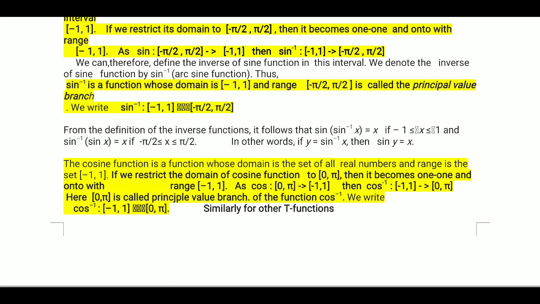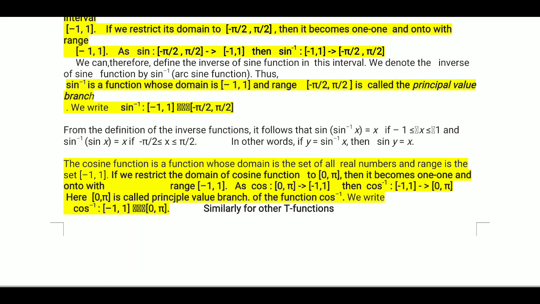The cos inverse function is such that, thus we write, now here closed interval 0 to pi is called the principal value branch of the function cos inverse, and we write it like this: cos inverse from -1 to 1 to closed interval 0 to pi.